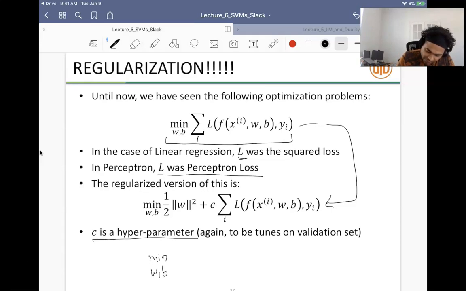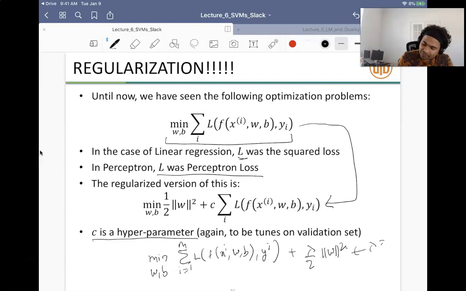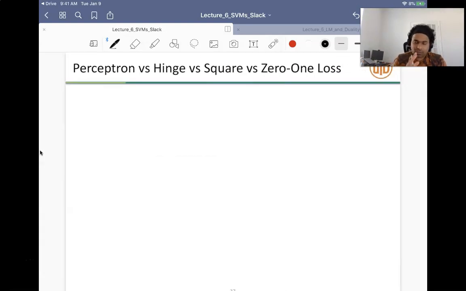So the way it is sometimes written is I have a sum of my loss function of f of xi comma w comma b, of yi, right, plus lambda by 2 multiplied by w square. And in this formulation, lambda is 1 by c. So you can write it either way. Lambda over here is called the regularization parameter. All right, so now I'll spend a few minutes talking about this important difference between perceptron versus hinge loss.